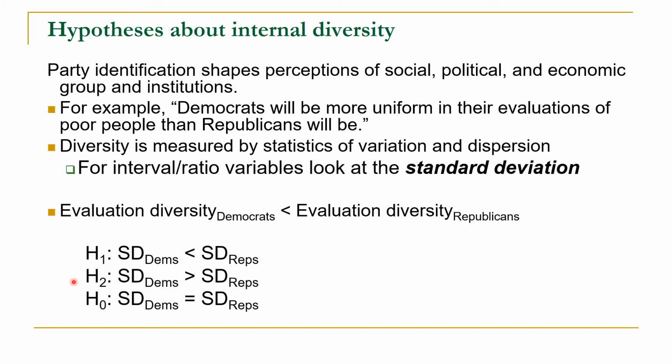We have an alternative hypothesis that Democrats' standard deviation will be greater than the standard deviation of Republicans. What that means is that it's possible that Democrats will be more varied, less uniform than Republicans are in their evaluation of poor people. And then, of course, we have our null hypothesis that says that Democrats and Republicans are equally diverse when it comes to their attitudes to the poor. Let's go ahead and go back to the slides, the output that we had a moment ago, and we'll evaluate these hypotheses.